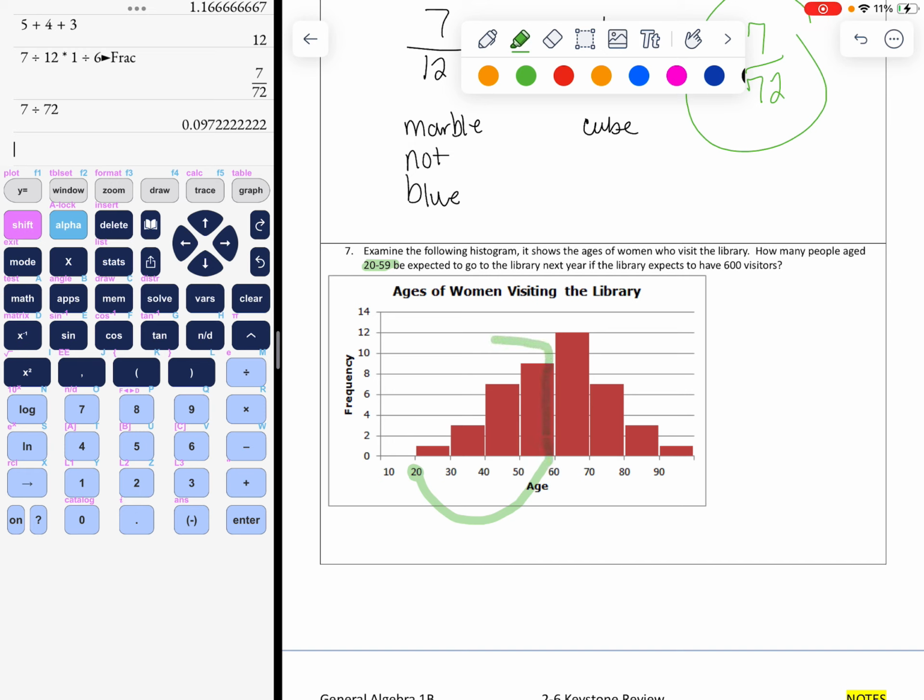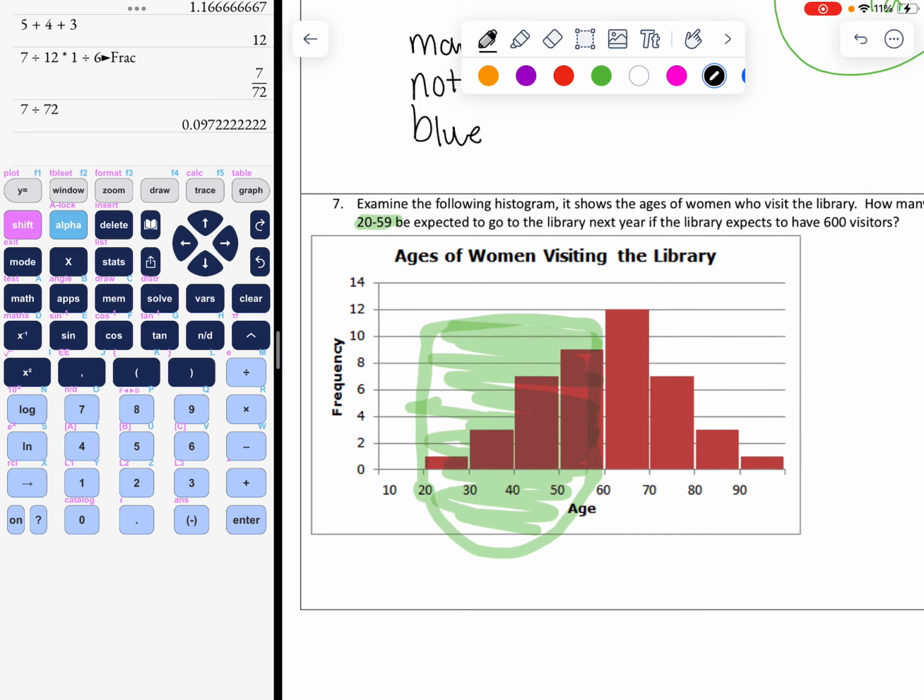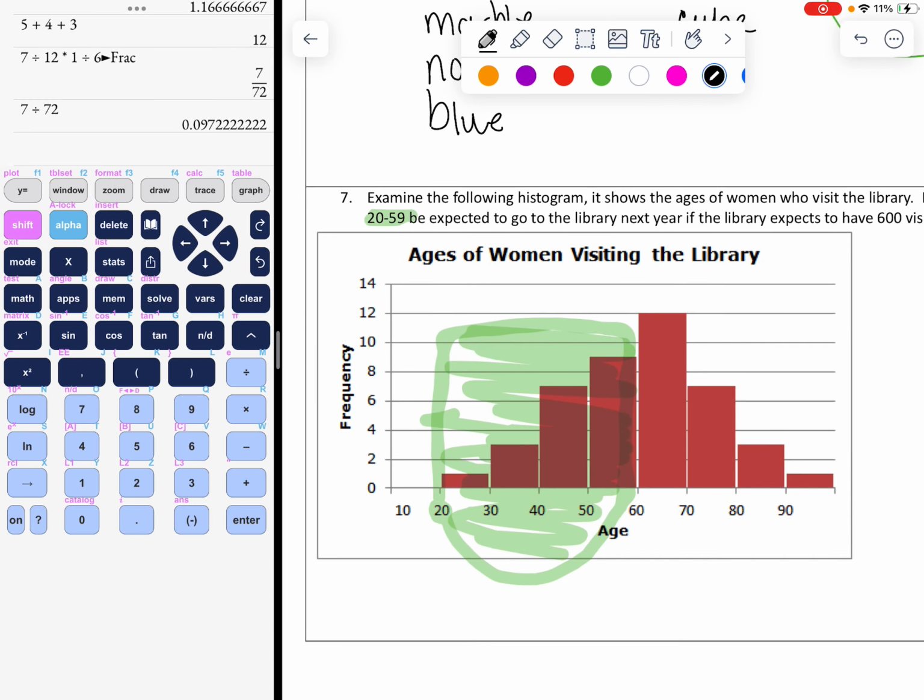So what's it going to include? These bars. So 20 to 59, in other words, don't go to 60. So just do these bars here. Well, as we've already talked about in the past, we need to make sure we know how high all of those bars are. This bar is 1. In other words, 1 woman from ages 20 to 30 attends the library.